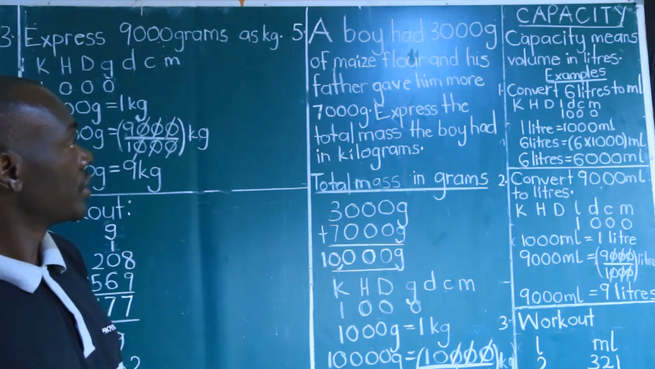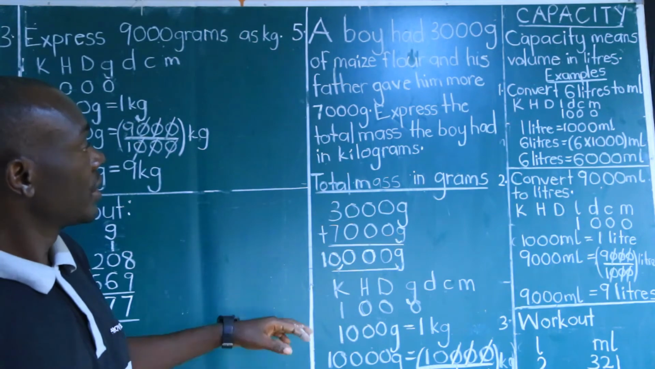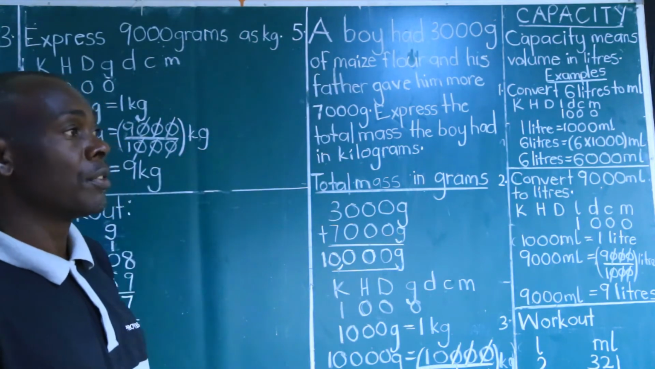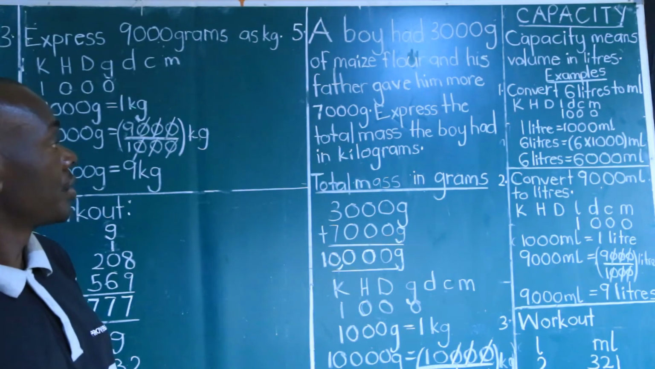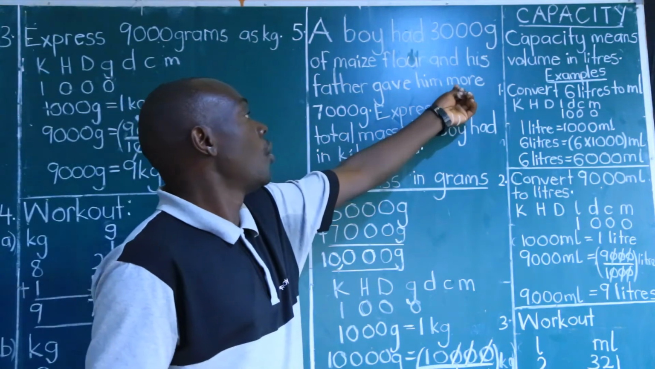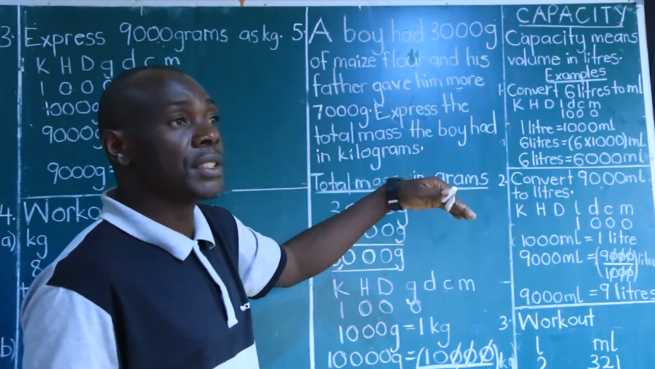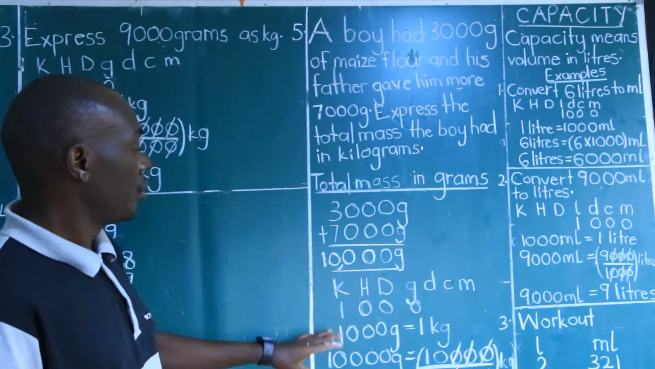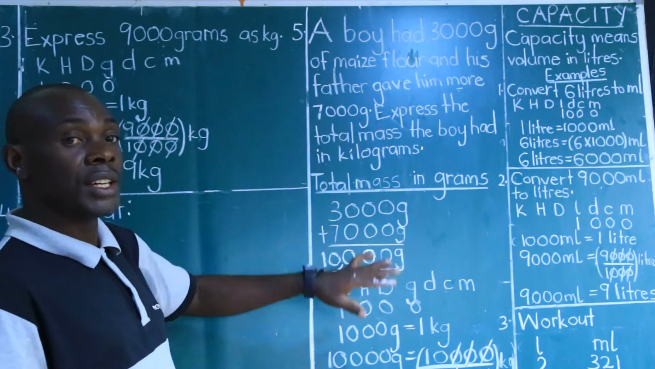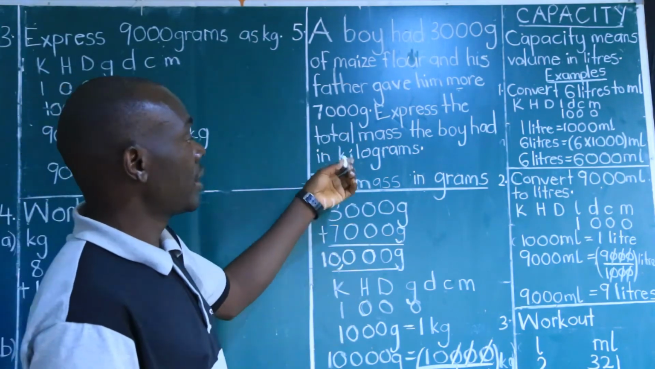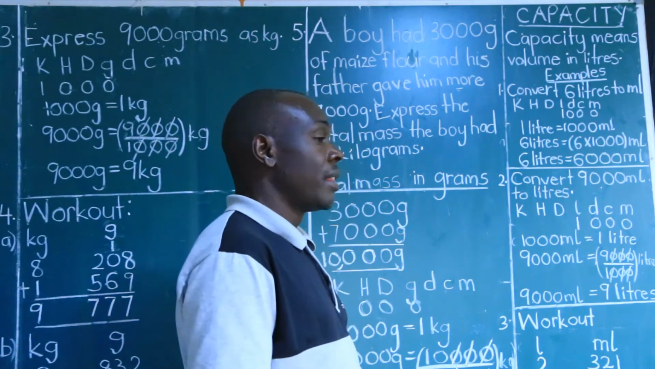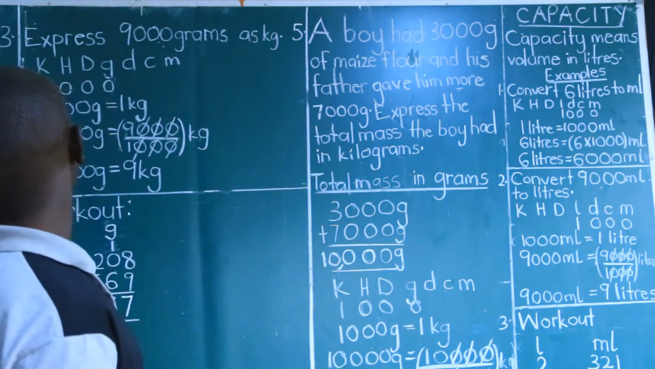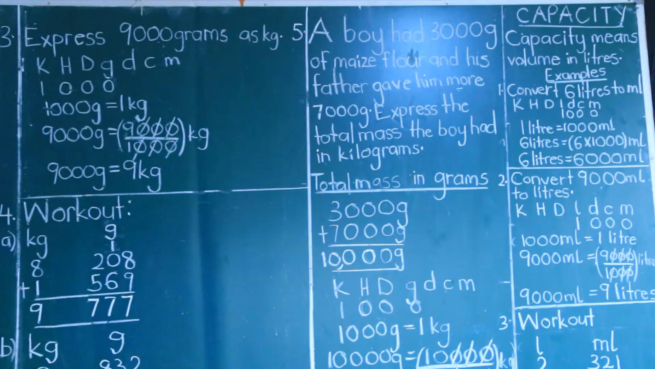So never fear questions concerning words. The questions that contain words are the easiest because they actually help you know what to do. Here the key word was more. So giving you more means addition to what you had. So you add and then later you convert. The examiner asks you to answer in kilograms. Then that's all about mass.